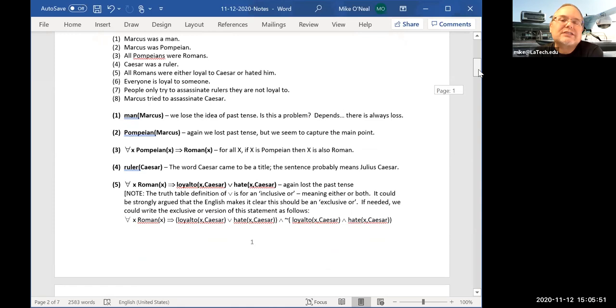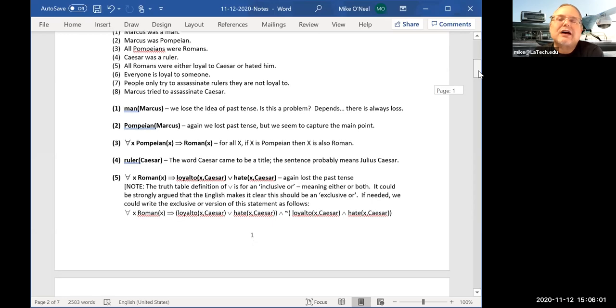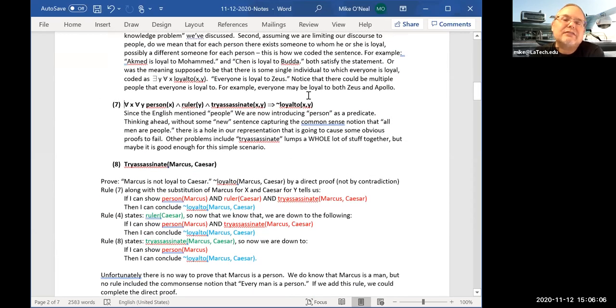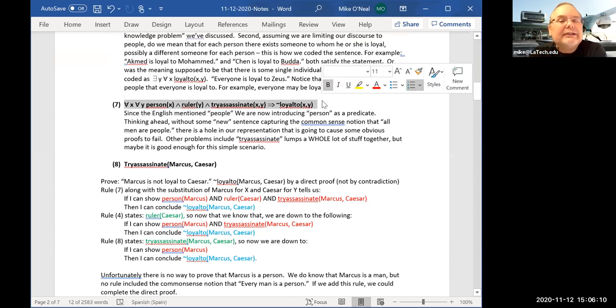People only try to assassinate rulers they're not loyal to. So if X is a person and Y is a ruler, and X tries to assassinate Y, that means that X is not loyal to Y. That's what we've coded it as in statement 7. Again, we're using people now. So I'm introducing person as a predicate. I didn't say X was a man because of the way the statement was written.